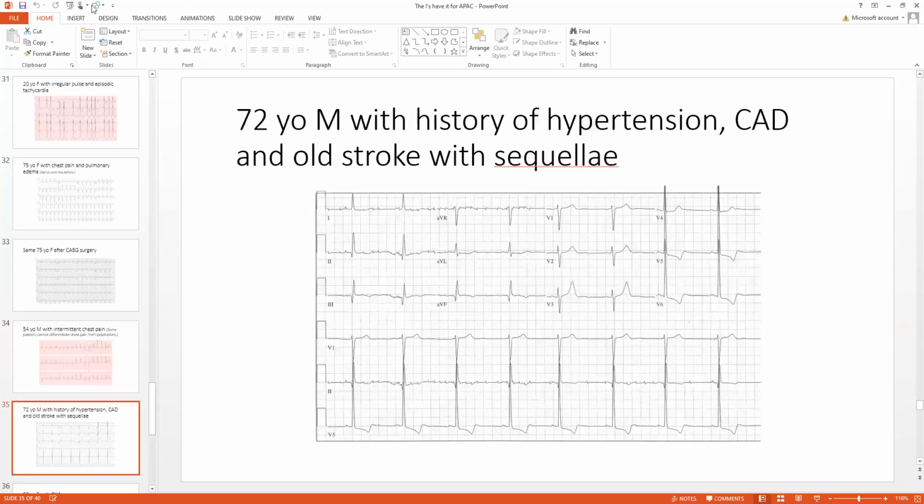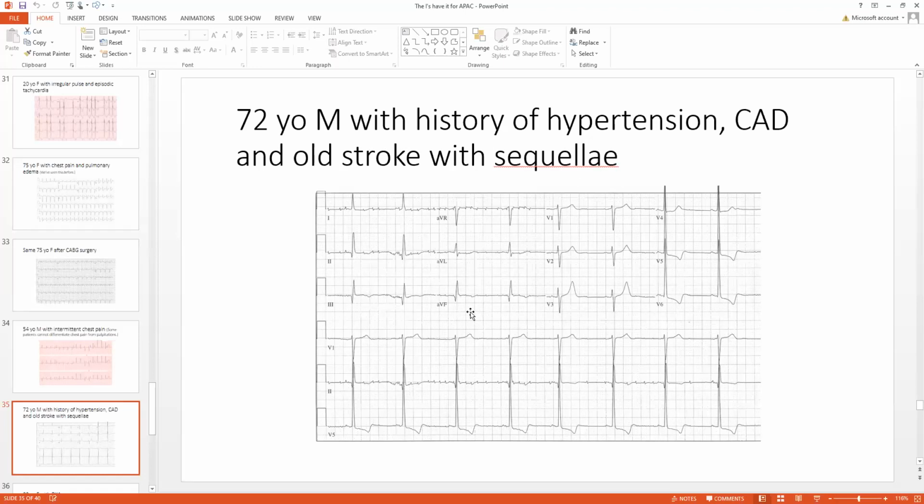All right, here's a new patient that comes to see you, a 72-year-old man. Says he's got a history of hypertension and coronary artery disease and an old stroke with sequelae, and he's shaking to show you. And you can see the tremor artifact just in the limb leads, not in the precordial. And so there's the stroke with sequela of a tremor.